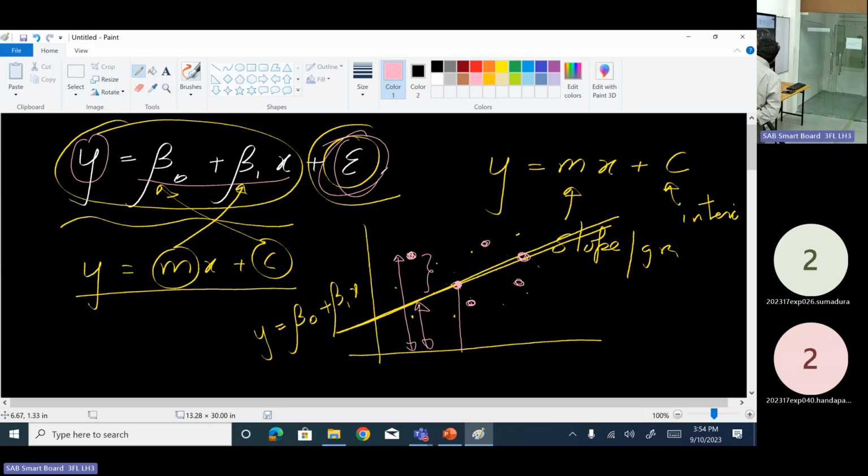If the actual point is below the line, this is your model value up to here, and this is the error term. In that case, the error is negative. So the gap between the model value and the actual value is covered by this epsilon. That epsilon stands for the error term. Epsilon is for the error.